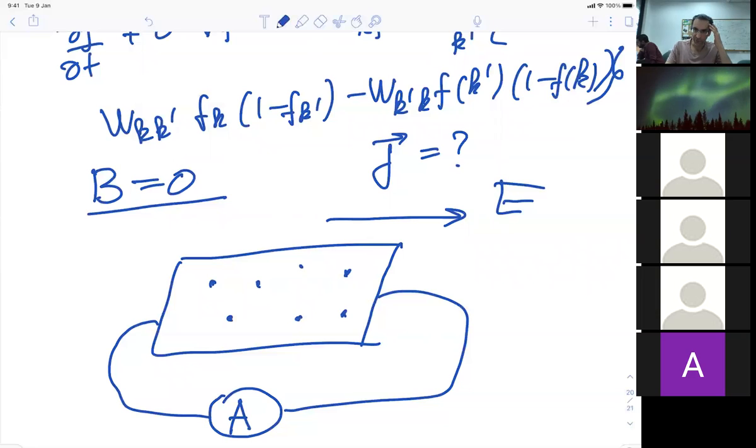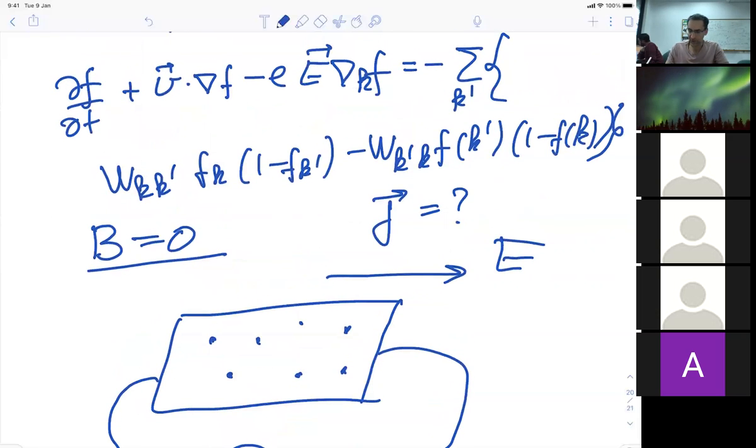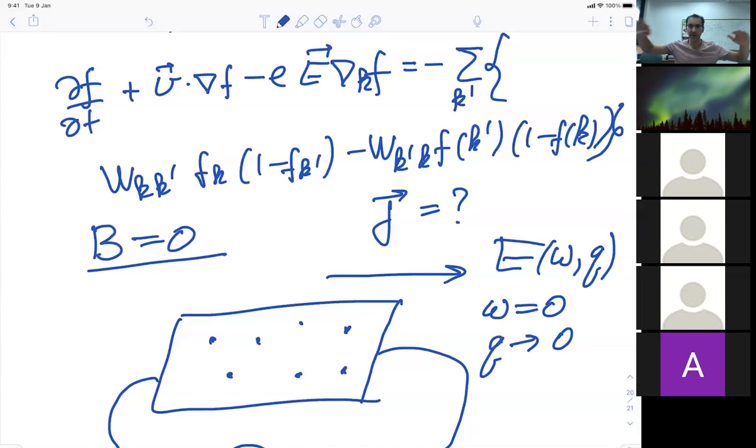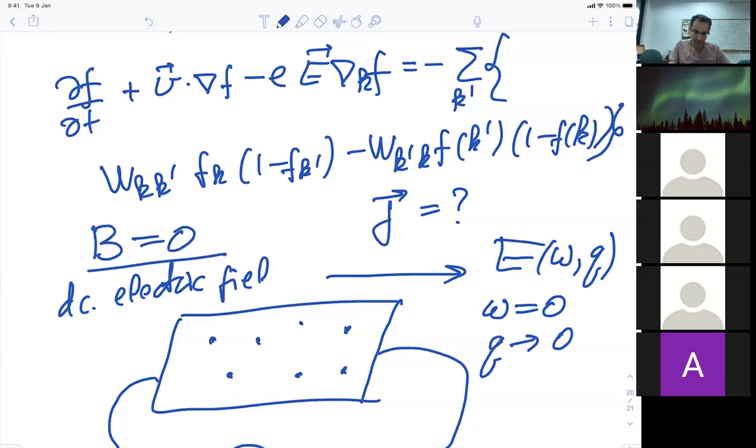And of course, we all know the story. We anticipate the Drude conductivity, but now we will get it systematically from the collision integral as the simplest exercise. And let us assume that the electric field is static. Strictly speaking, it is a function of omega and q, but let's assume that the field is static, so frequency is equal to 0, and q goes to 0. So a constant in space and time electric field. A DC limit, DC electric field.